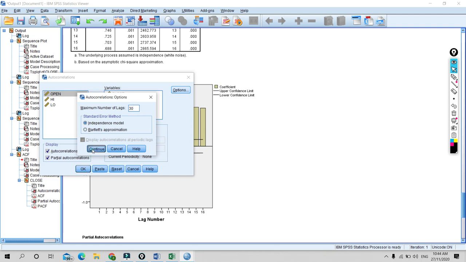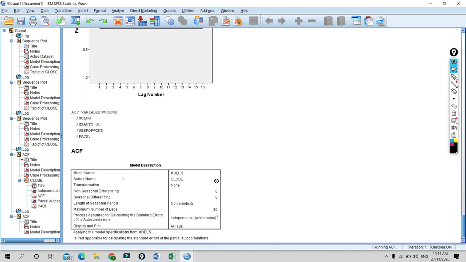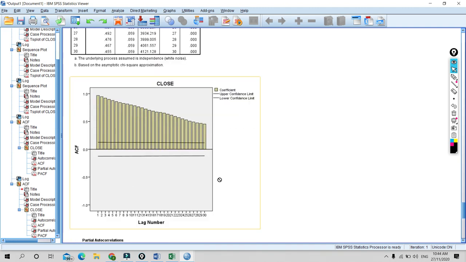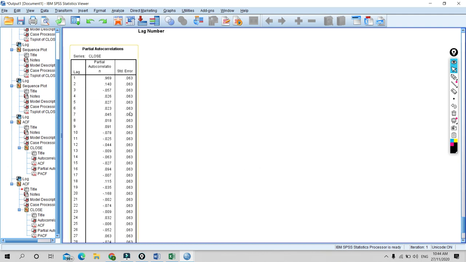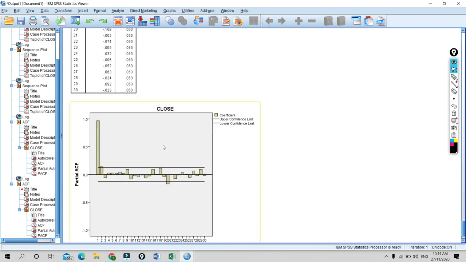Even though there is one significant bar here, the spike here is a very extreme spike. So you have one spike here, and then it decays geometrically or exponentially. This is referred to as your ACF decay function, and you have one spike here. This is referred to as an AR1 model, and this is how we determine the model. This is an AR1 model.